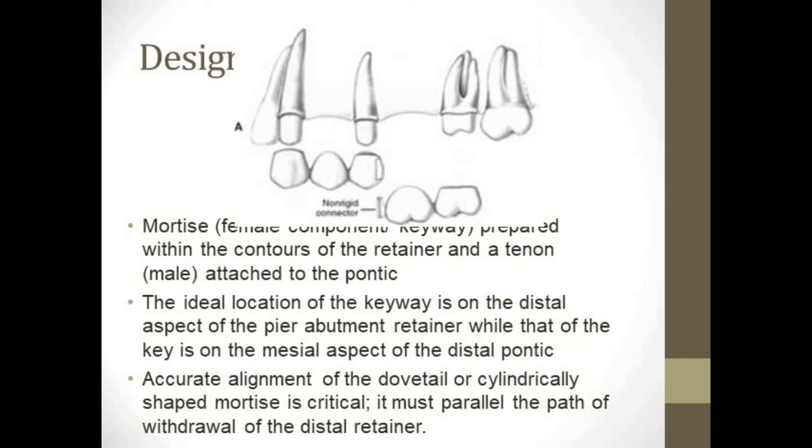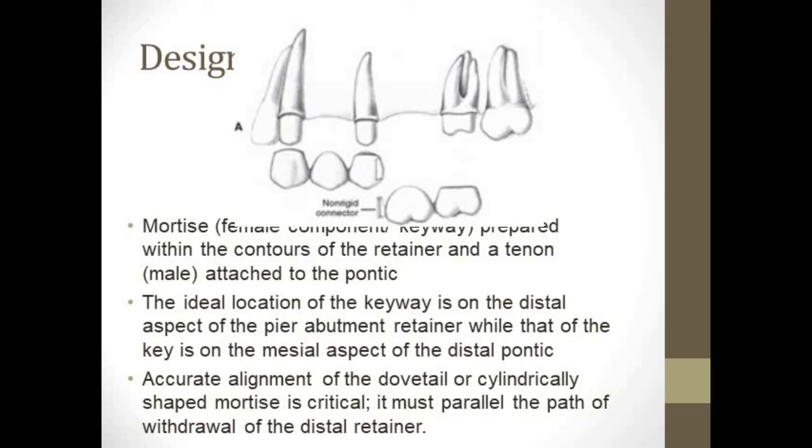So there is slight mesial movement. If it is placed on the mesial side of the Pontic, so if the keyway is placed on the mesial side, what happens? This will result in the key getting unseated during the mesial movement of the posterior teeth, and this can produce a pathologic mobility for the anterior retainer, that is the canine, and can cause failure.